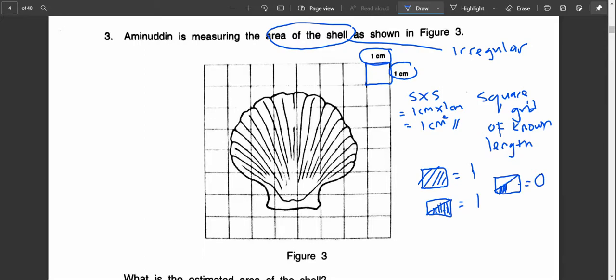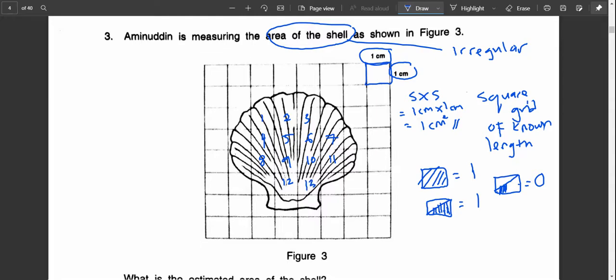Let's count the full ones first. So 1, always write down the number so that you don't forget. 2, 3, 4, 5, 6, 7, 8, 9, 10, 11, 12, 13. So I counted the full ones first, so you have 13.